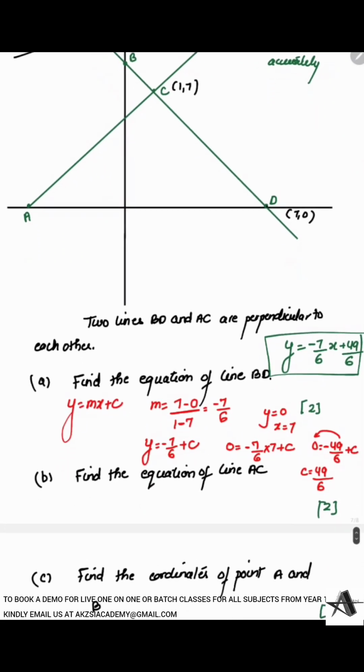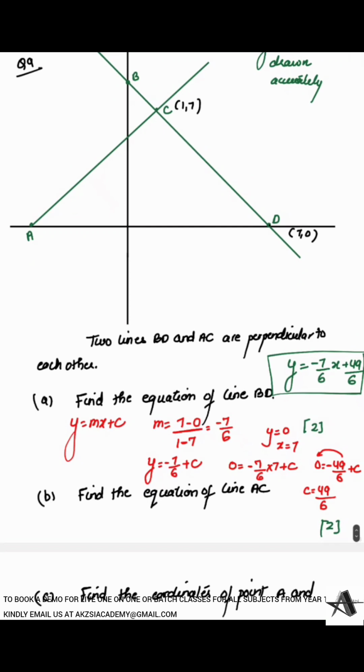Moving on to part B, find the equation of line AC. See, we know this line AC is actually perpendicular to this line. We just calculated the gradient of the previous one, which was -7 over 6. If I say the gradient of this line be m, so m into -7 over 6 equals -1. So the gradient of this line is 6 over 7.